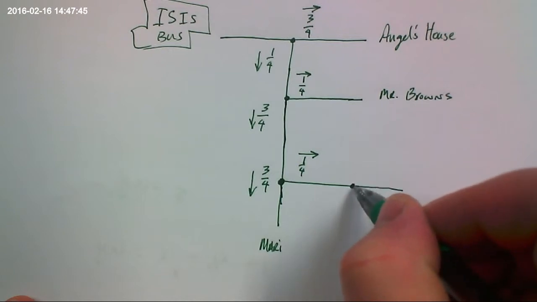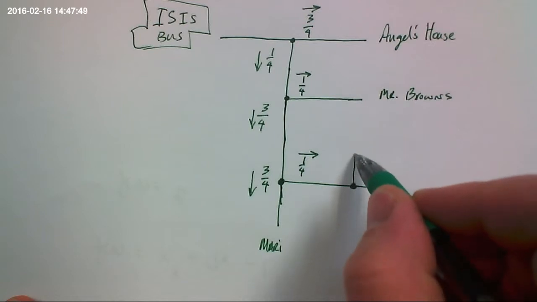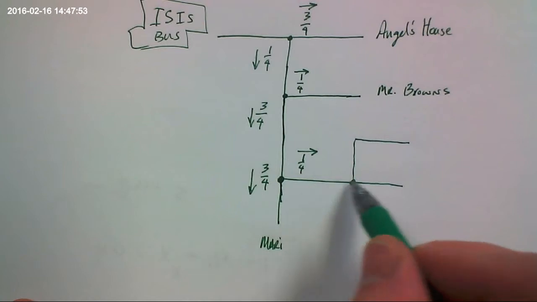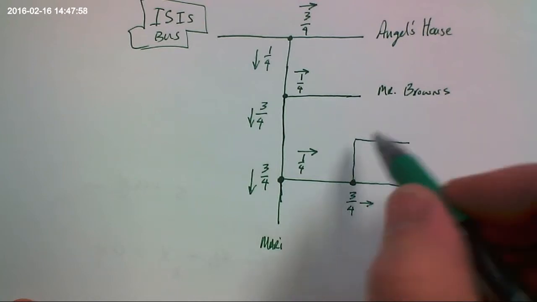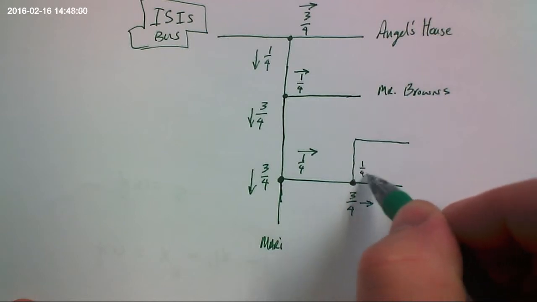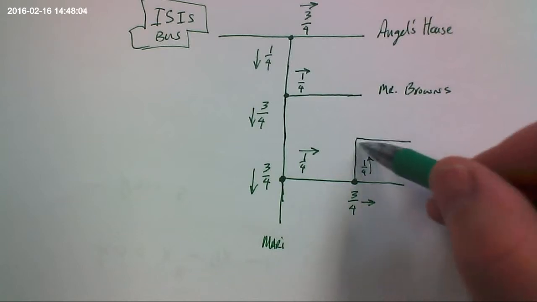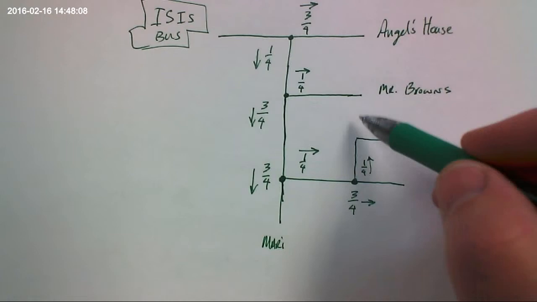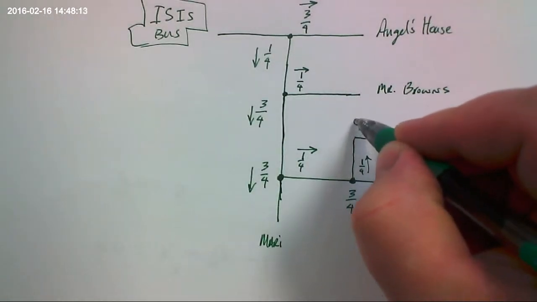Now, there are two more houses. There's a house here, and there's a house here. They don't like turning, so there's a 3/4 probability that they just go straight. There's a 1/4 probability that they go that direction. Once on that direction, even though there's a turn, there's no choice. They have to turn. Or they just blow up a cactus that's over here or something. Like there's just a cactus right here.